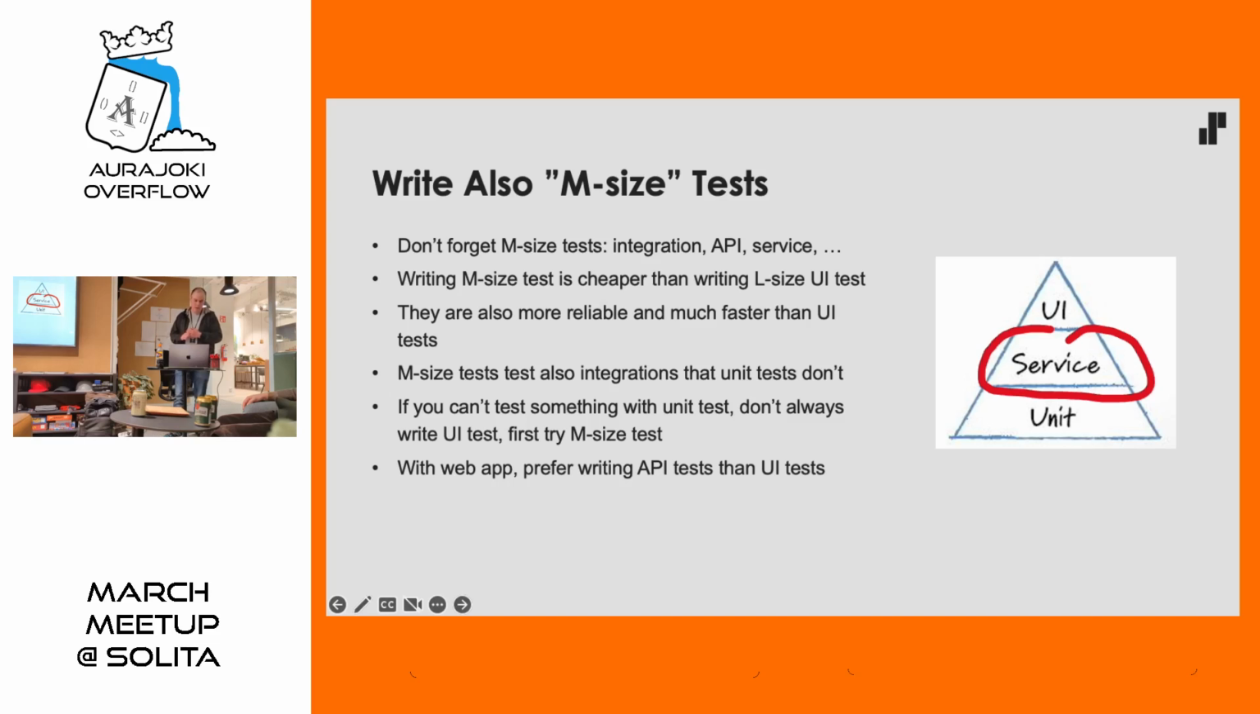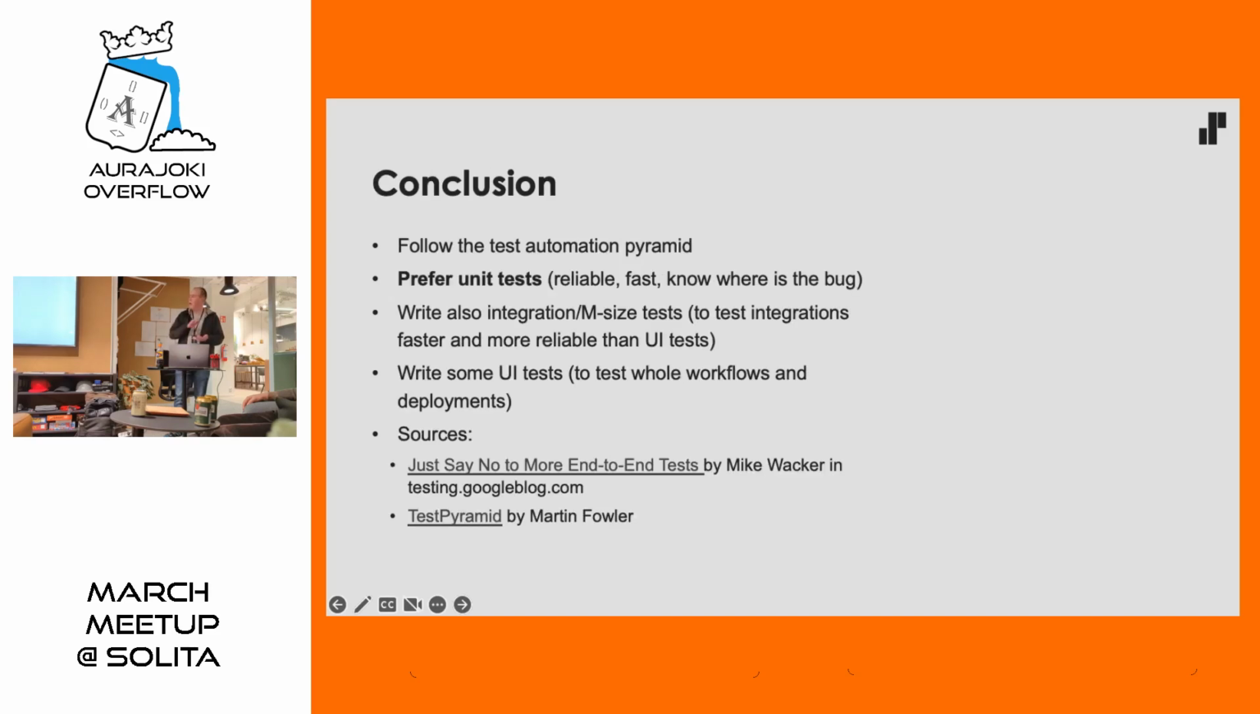But yeah, that's basically everything I had to say. Some conclusions: follow the test automation pyramid. It really helps to focus on unit tests instead of the higher level tests. Unit tests are reliable, fast, and you know where the bug is, so prefer those. But also remember to write integration tests on top of those, and maybe add some UI tests also, because those also have value. But if you have tons of those UI tests, then things get cumbersome.